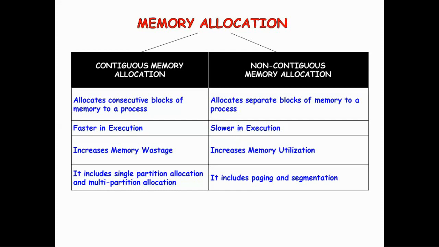Contiguous memory allocation includes single partition allocation and multi-partition allocation, whereas non-contiguous memory allocation includes paging and segmentation. These are all the differences between contiguous and non-contiguous memory allocation techniques. Under algorithms for partition allocation, we will see three popular algorithms called first fit, best fit and worst fit.